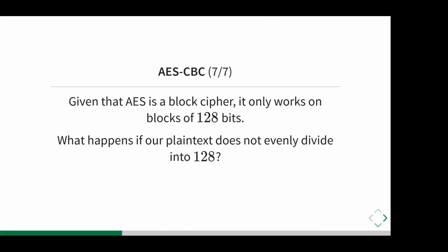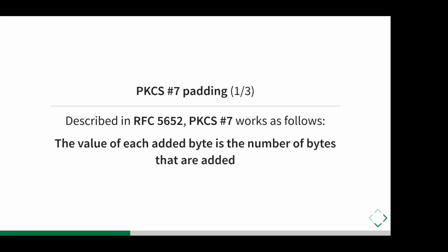So, of course, we said that AES works on blocks of 128 bits. But the question arises: what if I have a block which is longer or shorter? The basic idea is to introduce padding, and one of the most famous padding schemes used is called PKCS number 7. So it works as follows.